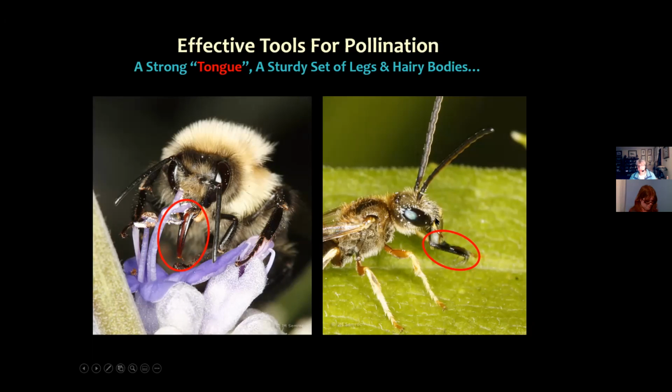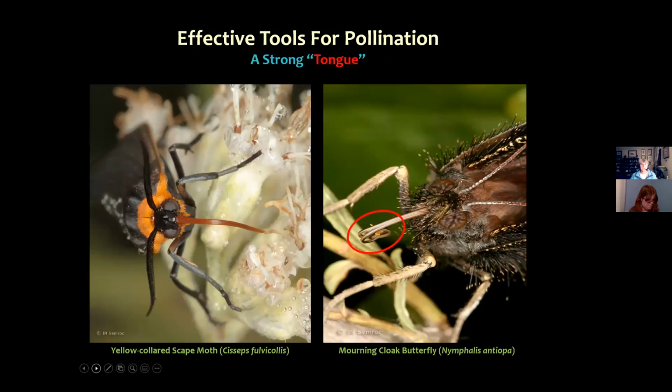And again, you can see it's already visited a plant because you can see all this pollen on the face. So a strong tongue of a variety of different creatures is very important. Here's our yellow-collared scape moth on the left and our mourning cloak on the right. So for example, the moth on the left is sticking its little tongue down into one of our mountain mints early in the morning, so it still has all of its dew on it.